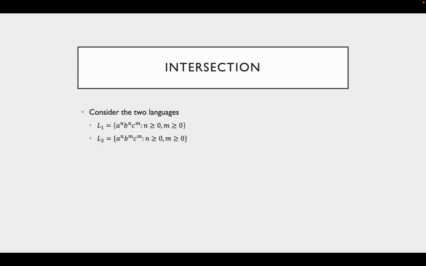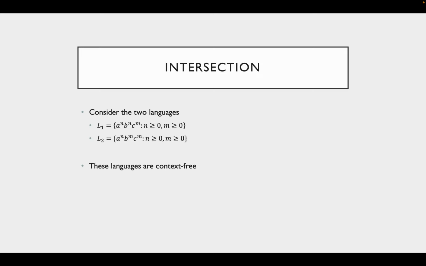So let's consider these two languages to show that context-free languages are not closed under intersection. L1 equals A to the N, B to the N, C to the M, and L2 equals A to the N, B to the M, C to the M. L1 is basically just the number of A's equals the number of B's, and there can be any number of C's, including 0. L2 is similar. There can be any number of A's, including no A's, and then the number of B's and C's must match.